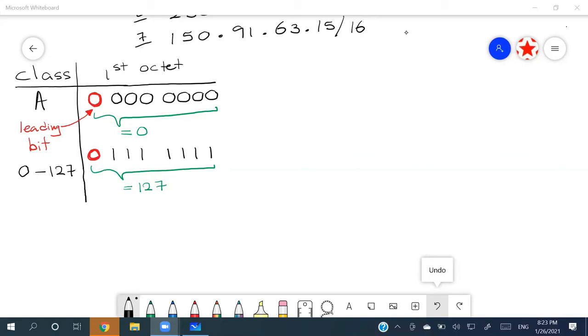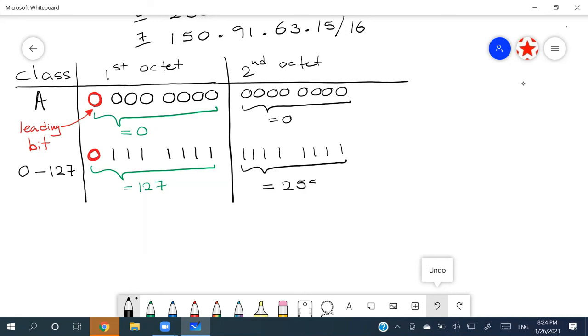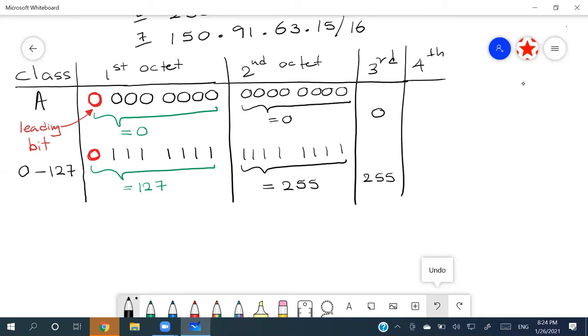Right. If you consider the other octets, the second octet can have all 8 bits as zeros, which gives you a 0, and as the maximum value all ones for all the bits, which represents 255. Likewise, the third and the fourth contain the same values from 0 to 255, like it happens in the second octet.